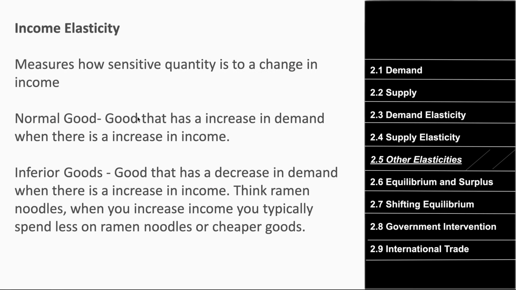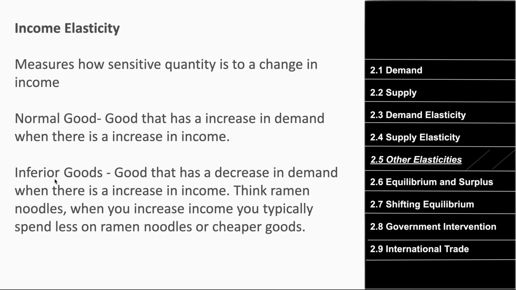There's also income elasticity, which measures how sensitive quantity is to a change in income. There are two types of goods a product can be. It's either a normal good, which has an increase in demand when there's an increase in income. This is because the more money you have, the more you're willing to spend. If you have more and more money, you're going to buy more food, you're going to buy a better car. That's what a normal good is. You spend more and have more demand when you have more income.